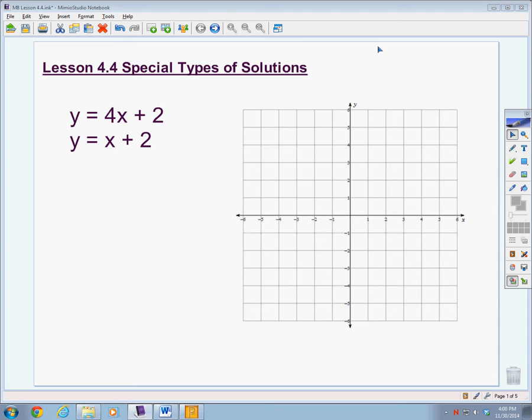But the way we solve our systems isn't any different from what we've worked on in the past. Graphing, substitution, and elimination. So if we look at this example here, we have y equals 4x plus 2, y equals x plus 2. There's our system, our two equations. And we're looking for the x and y value that make both of these equations true statements. An x and y value that is a solution to both of these. Obviously there's a graph up here, so you know we're going to graph it.